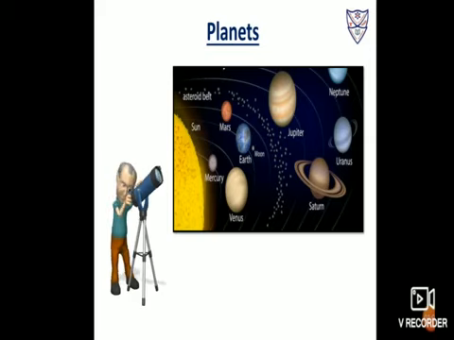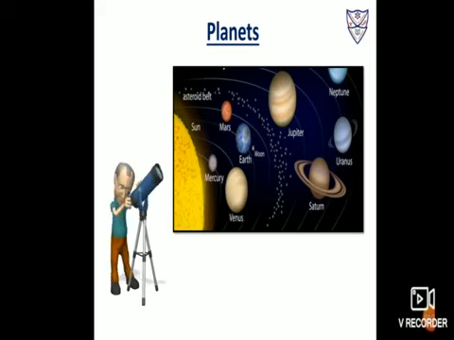Now talking about size, different planets have different sizes. Mercury is the smallest planet in the solar system, whereas Jupiter is the biggest planet of the solar system. Now talking about distance, Mercury is the nearest planet to the Sun, while Neptune is farthest from the Sun.